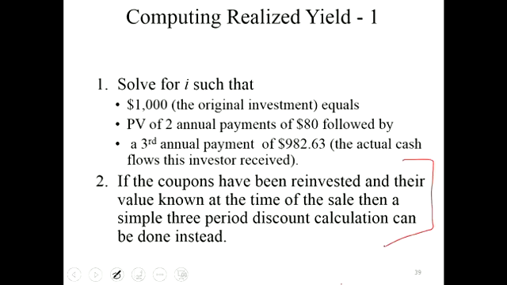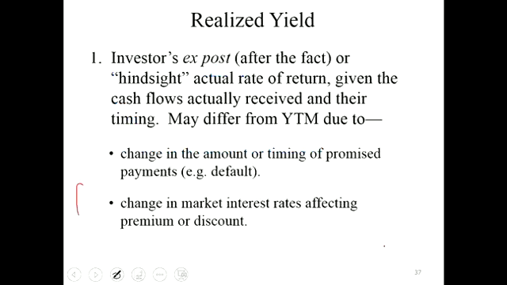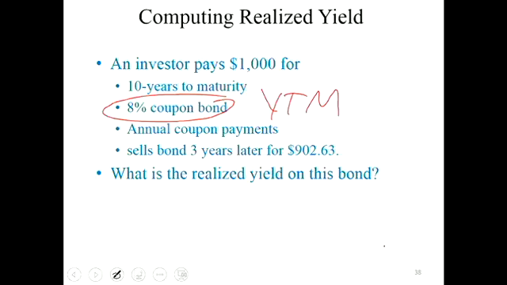Now, in the question, let me go back to the question, it doesn't tell us what we did with those coupons, but it could have. If we had known what we did with the coupons, you would have had a coupon here of $80, and some interest rate that you would have been able to reinvest it at, we'll call that the interest rate at time 1, and it would have been compounded out 2 periods, so you'd square that because there are 2 periods, and that gives you some final value for the first coupon.